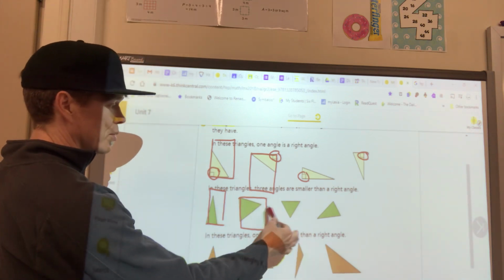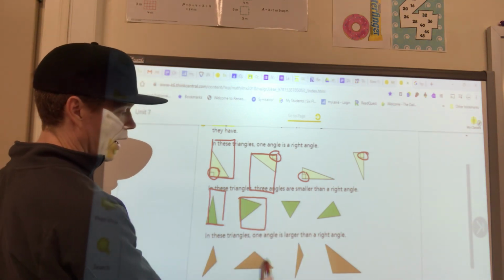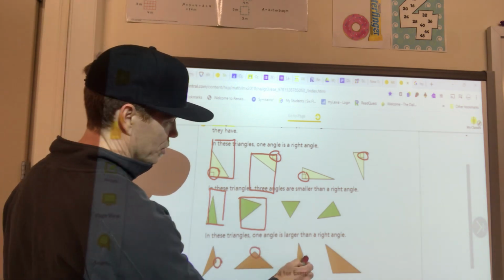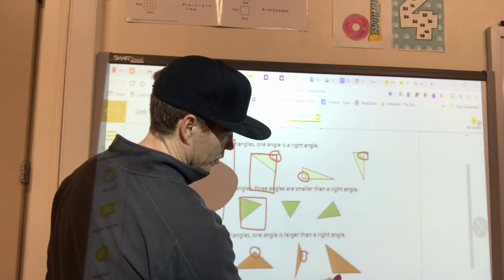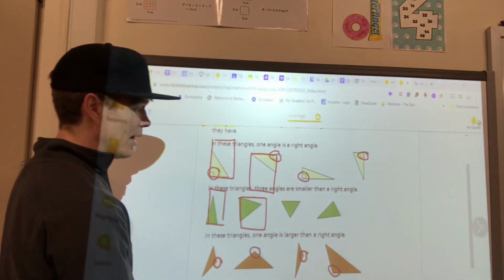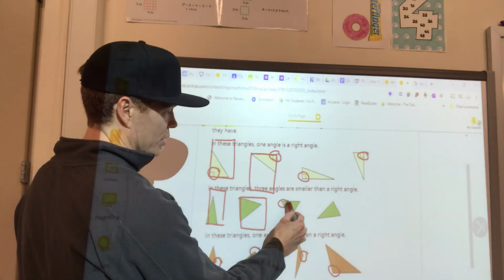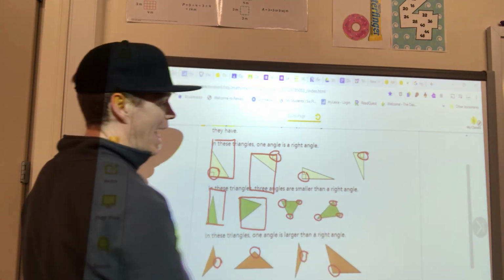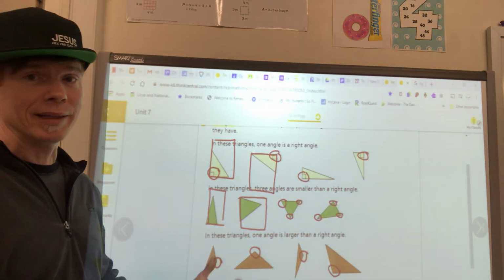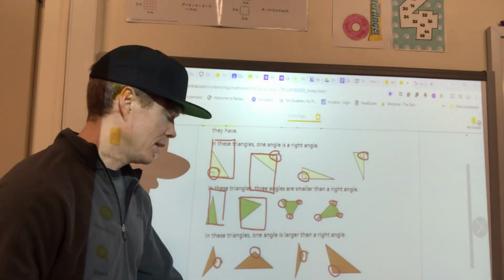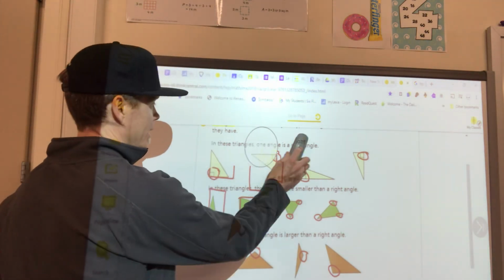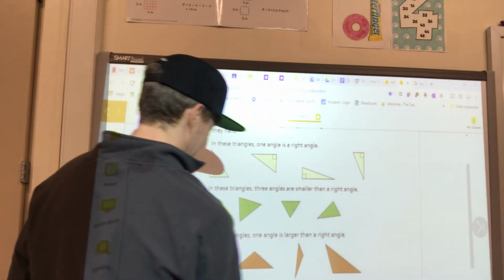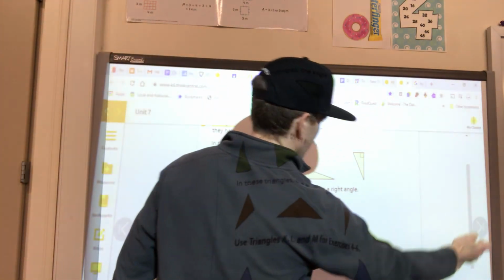So these are acute triangles. And then these are obtuse triangles because this angle is obtuse, this angle is obtuse, this is obtuse, and this one is obtuse as well. If you have an acute triangle, every single angle is going to be less than 90 degrees. So we have a right triangle, an acute triangle, and an obtuse triangle. Those are the three different types of triangles.